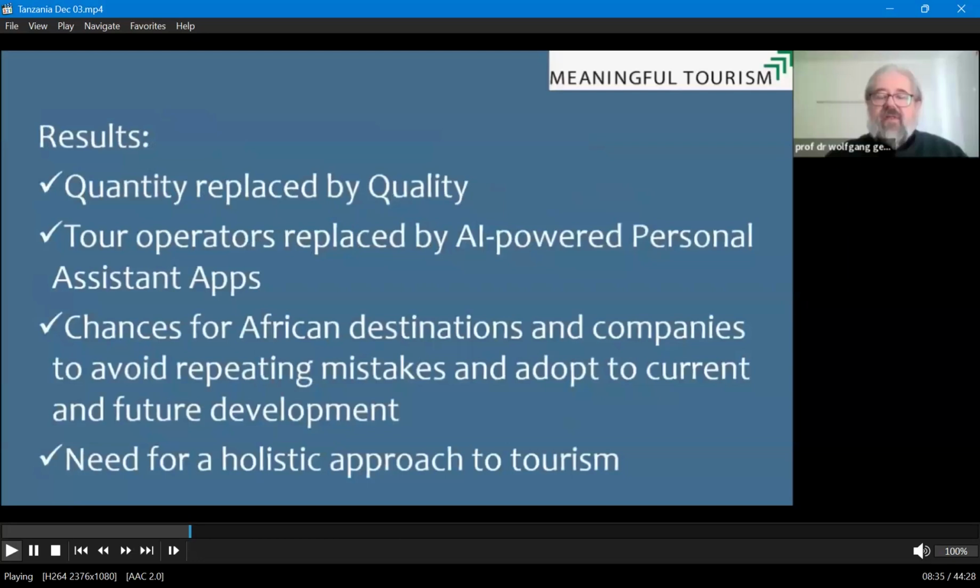So what are the results? More and more people are asking for quality and not just quantity. Mass market package tours are out and individual travel is in. Tour operators are starting to be replaced by AI-powered personal assistant apps. So the traditional distribution channels are disappearing, which means there are many chances for African destinations and companies to avoid the mistakes which have been made by others before and adapt to current and future developments right away. Obviously, there's a need for a holistic approach to tourism, tackling not just one problem, but looking at the whole picture.